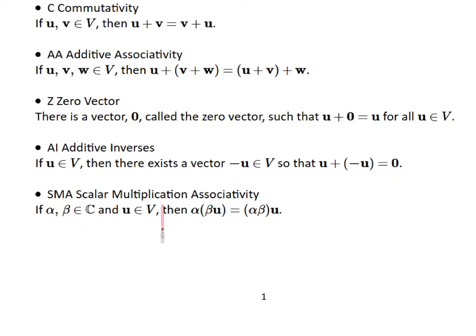I should have scalar multiplication that is associative, so alpha and beta are two elements of the complex numbers, where u is an element of my vector space. Then it won't matter if I multiply my scalar beta and u first, and then multiply that by the scalar alpha, or if I multiply those two scalars first and then multiply it by my vector.